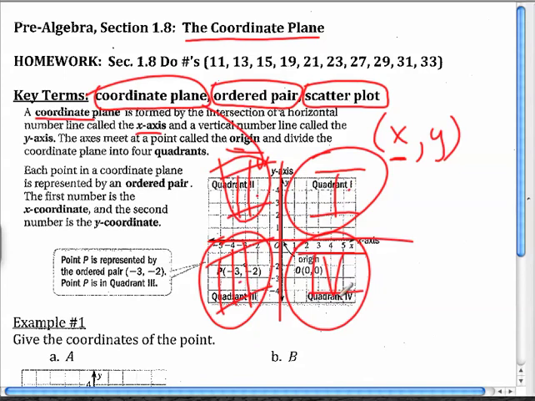Okay? And then let's see. I've got 35 seconds. I'll use another video to finish this one up. Okay? So we dealt with the quadrants. All right, I'm going to deal with the ordered pair and the coordinates in the next video.